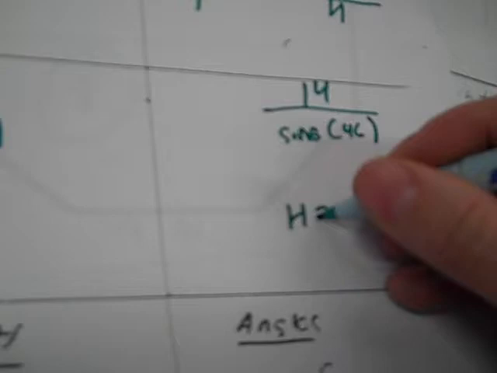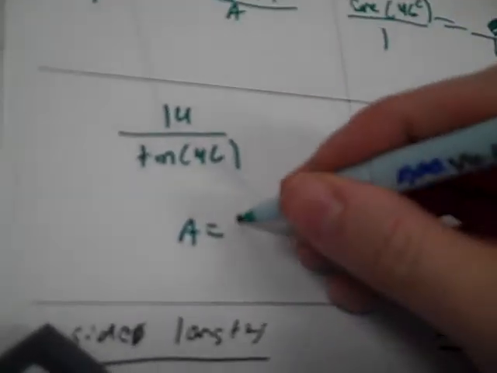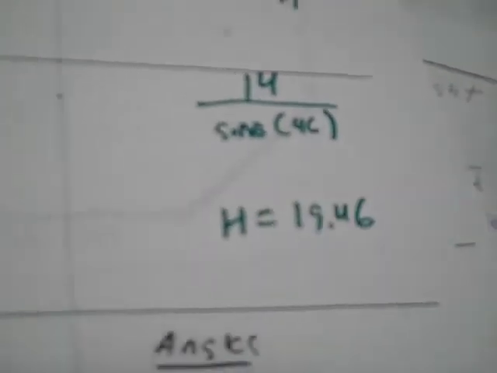So then I multiply 1 to 14, that's 14, and then 1 to 14 is 14. So, to find the A and the H, we just divide in that order. 14 divided by tan 46, 13.52. And that is my A. Now this H has to be longer than both of them. Not combined, but it has to be longer than either one. Which it is, 19.46. And I got it.